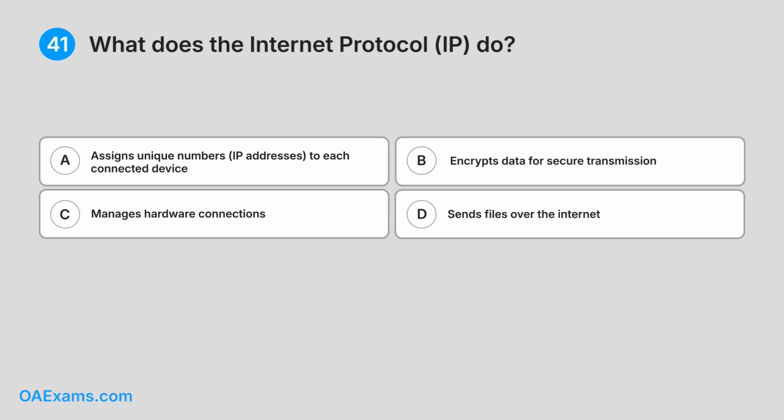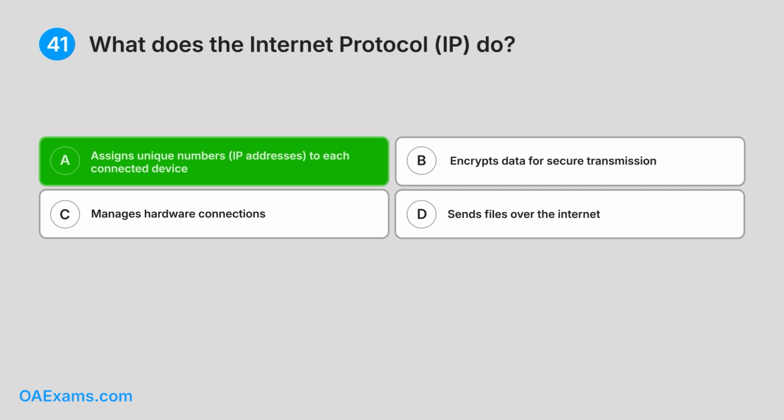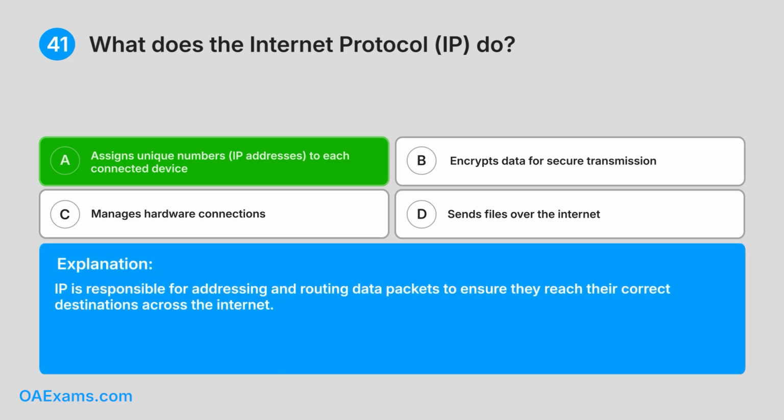Correct answer. A. Assigns unique numbers, IP addresses, to each connected device. Explanation. IP is responsible for addressing and routing data packets to ensure they reach their correct destinations across the Internet.